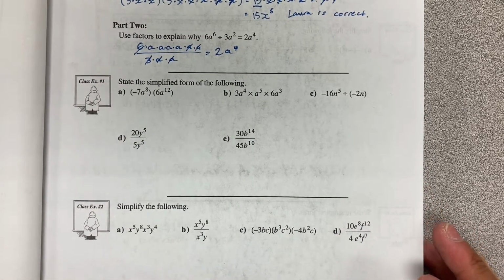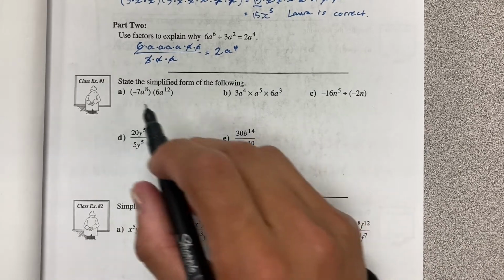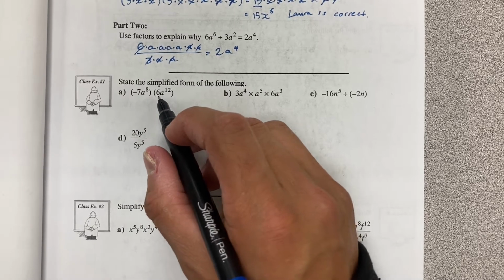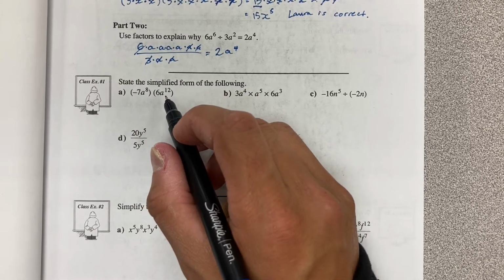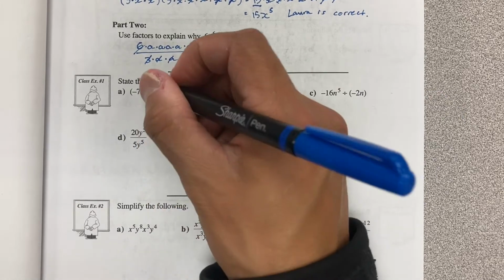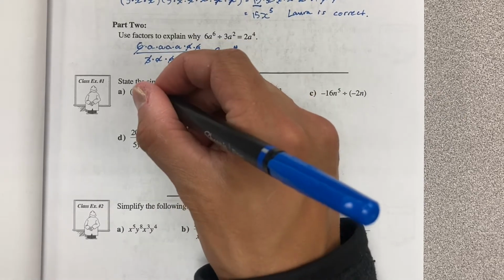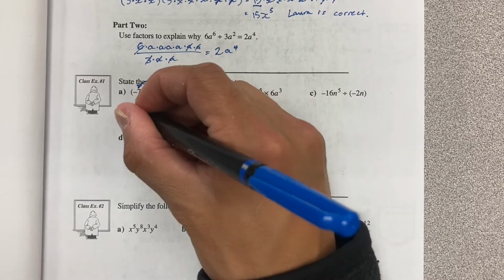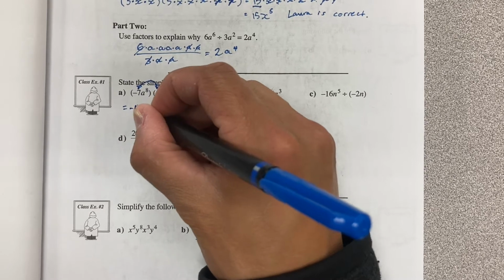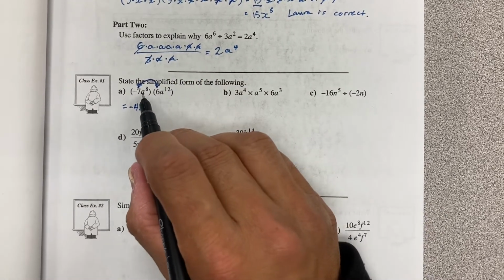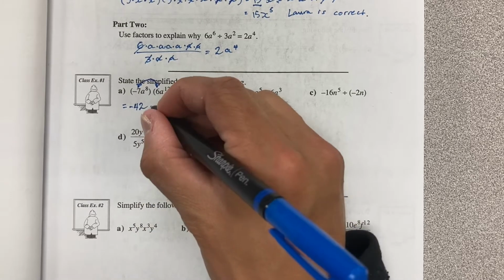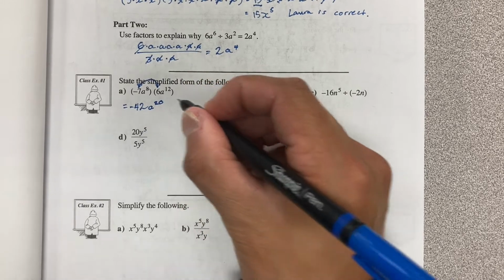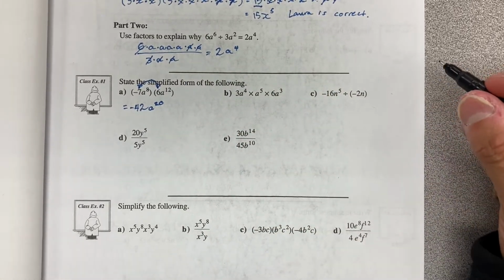Now, with class example number 1, we want to state the simplified form of the following. So I have negative 7a to the power of 8 times 6a to the power of 12. The first thing we want to do is remember, just like up here, we multiply our coefficients by one another. So 7 multiplied by 6 would leave us with negative 42. And if I combine my exponents, a and a, so I have a base of a, and 8 plus 12 would give me 20. So negative 42a to the power of 20.